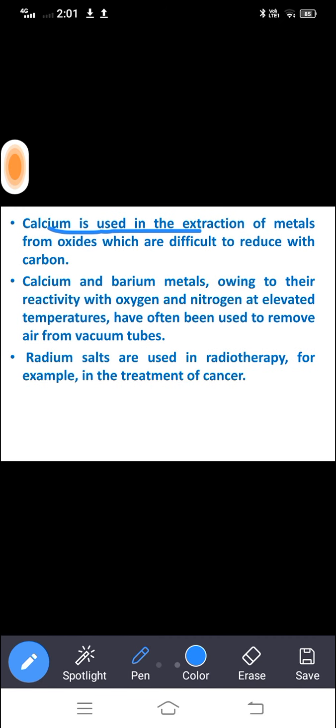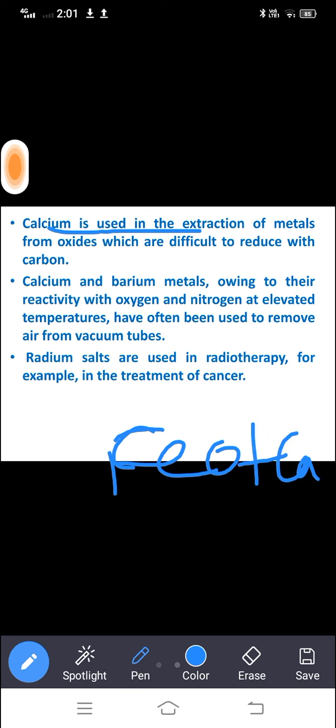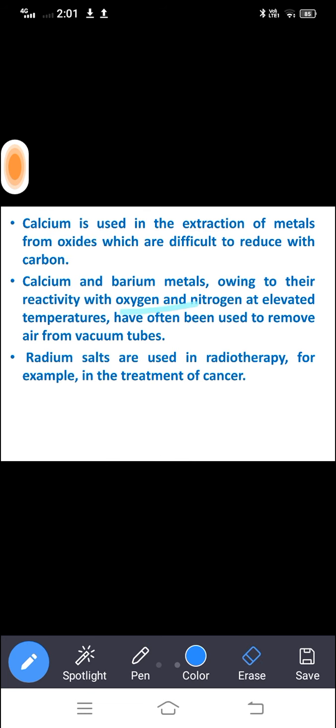And calcium is used in the extraction of metals, extraction of metals from oxides. If iron oxide is there and you add calcium, it is more reactive than iron, so it will form calcium oxide. So for the extraction of metals, wherever carbon is not reducing, in that place we can use calcium. So for the extraction of metals, calcium is used.